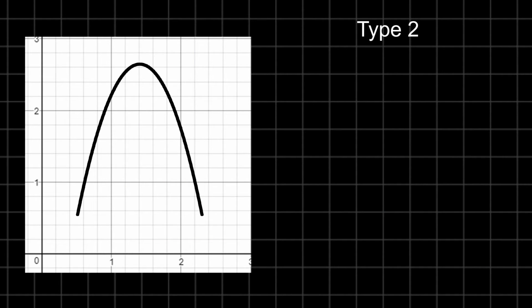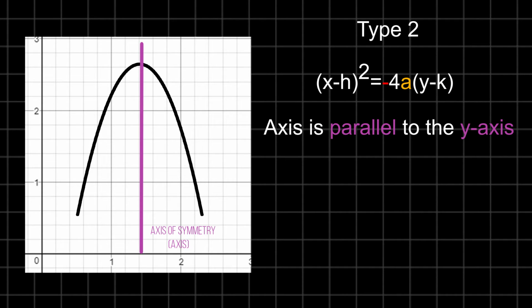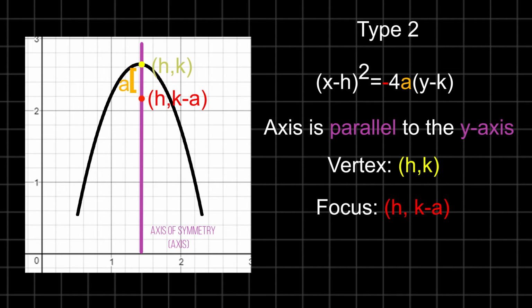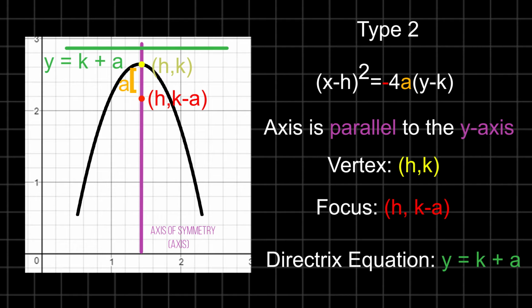The second type of parabola is concave down and is expressed using the equation (x minus h) squared is equal to negative 4a times (y minus k), where the axis is parallel to the y-axis, the vertex is at (h, k), the focus is at (h, k minus a) this time, and the directrix has the equation y equals k plus a.